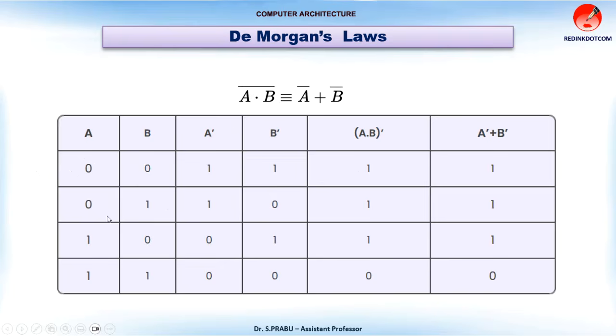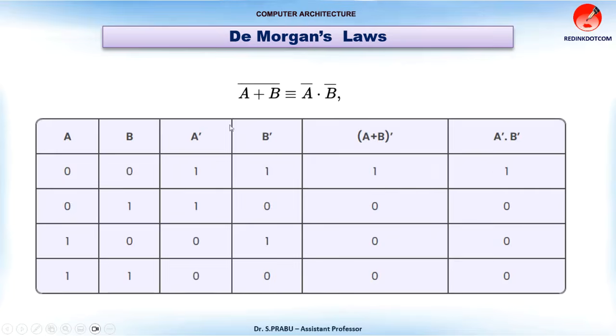In the second row, the A dot B value is 0. The inverse value is 1. In this way, you can write these values. In the right hand side, you write the OR gate result between these two columns. Now these two values are compared, and both are the same. In the same way, you can prove De Morgan's second law.